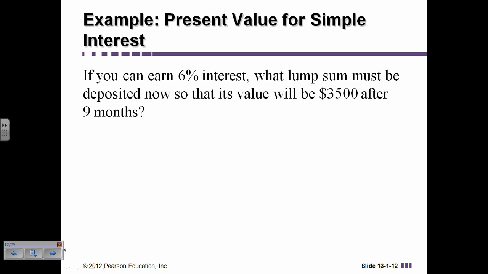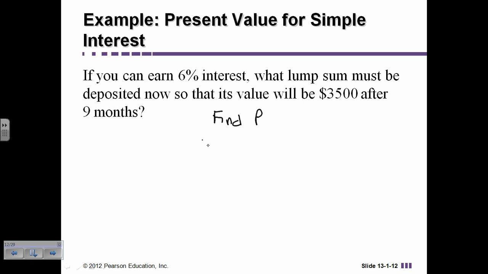All right, so here's another approach to the problem. It says if you can earn 6% interest, how much money do you need to deposit now so that its value will be $3,500 after 9 months? So again, this is what we're asking. I need $3,500 in 9 months in order to pay my tuition. So how much money do I have to put in the bank now so that at the end of this 9-month period of time, it will be valued at $3,500? So that's what they're asking you. They're asking you to find the principal.